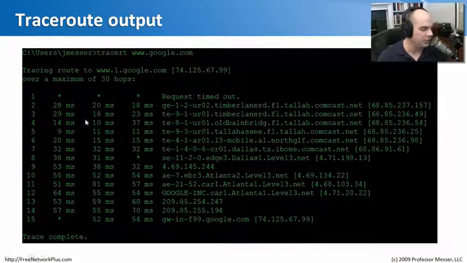What's interesting is we also get response times. How long did it take to get a response back? And we get one response, two responses, it tries three times to that router. So you can get an overall idea of how quickly traffic is going between you and that other site.